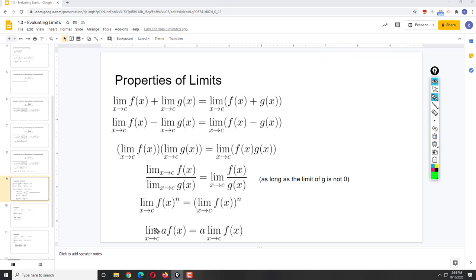And finally, the limit of a here is any constant times f of x. We can put that constant out. It's equal to a times the limit of f of x.